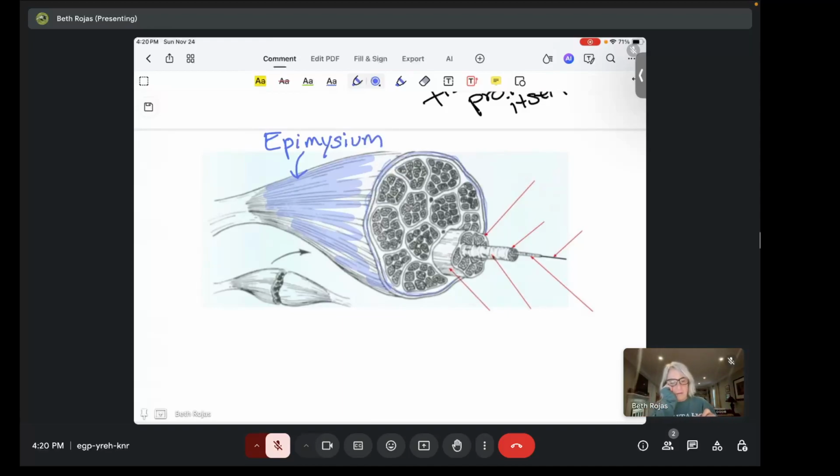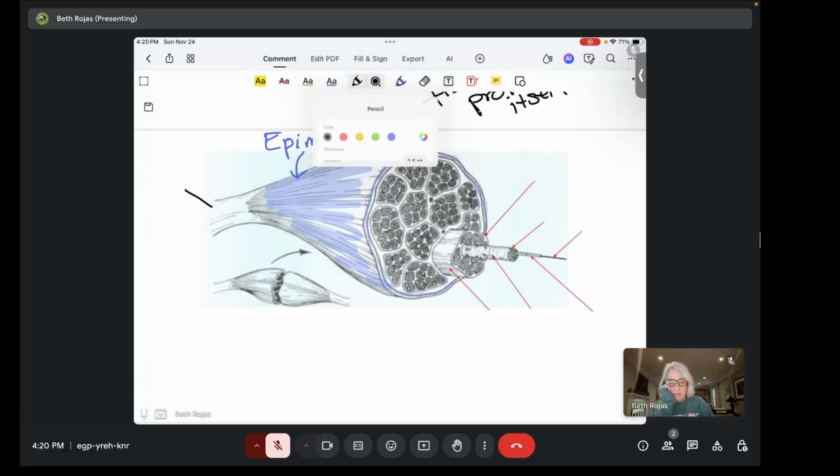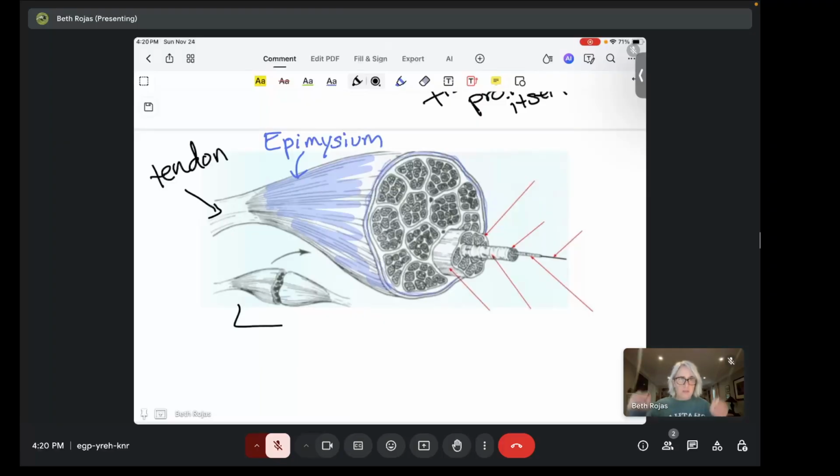Over here, another thing you can label is your tendon. And the tendon is connecting that muscle directly to a bone. So this whole thing here is a muscle. You can see the two tendons on either side, and we're just cutting it in half and looking at it in cross section. If we turn the cut and look straight at it, that's what we're seeing in the bigger picture on top. Okay?